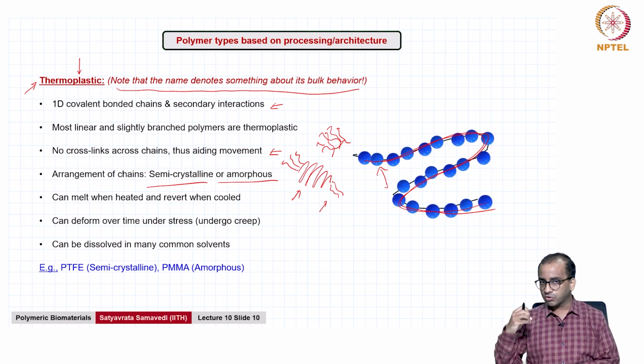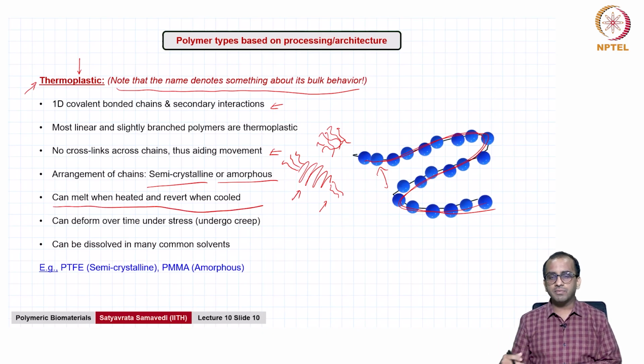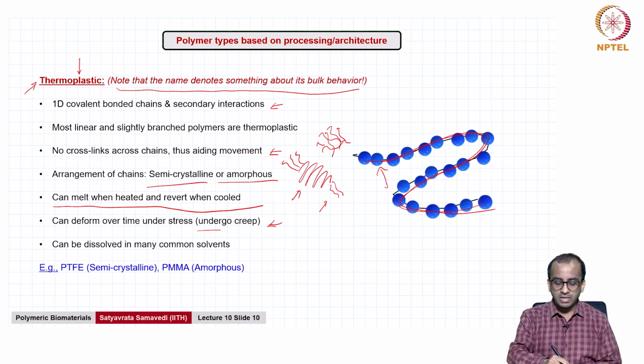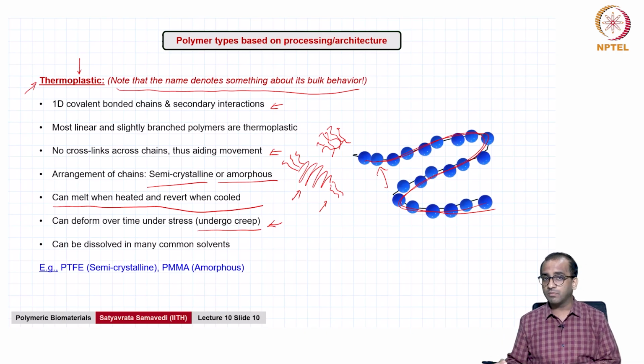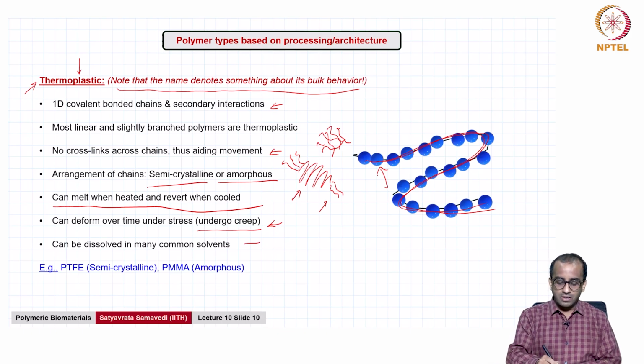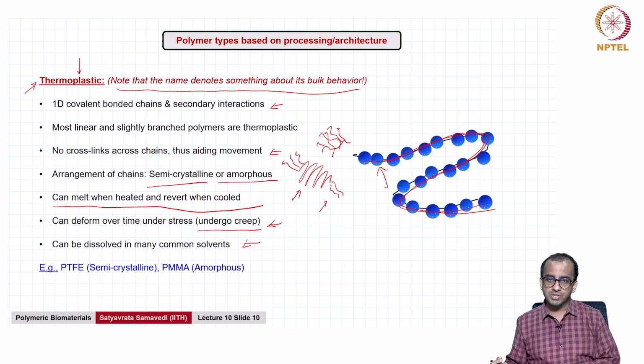So as a result of not having crosslinks, them being linear and largely dictated by secondary interactions, as we saw with linear polymers, they can easily melt when heated and be reshaped and reverted when cooled. They can also undergo deformation under stress, a phenomenon called creep, which we will look at in more detail when we discuss mechanical behavior later. There are also polymers that can be very easily dissolved in many common solvents.